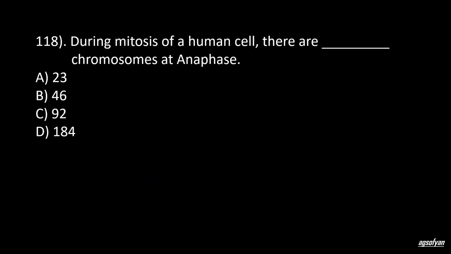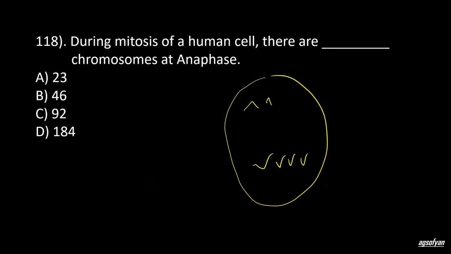During mitosis of human cell, there are blank chromosomes at anaphase. Okay, remember anaphase, when the cell elongates and the chromosomes already divide, they're going to move to the opposite poles. So every pole will have 46. This is 46. So total chromosomes now is double, become 92.